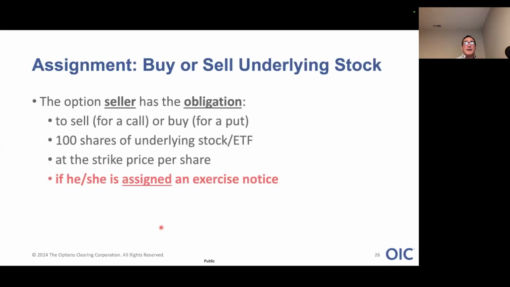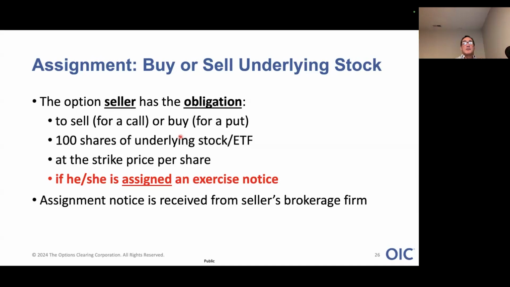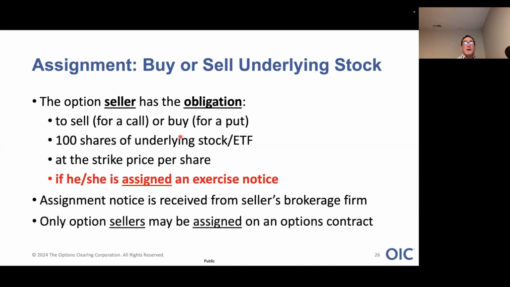Assignment is the process by which the person who is short the contract, who has the obligation to deliver or receive those shares, fulfills the terms of that contract. For an option seller, if I sold a call, I have the obligation to sell 100 shares of that stock or ETF on or before expiration. In the case of a put, I have the obligation to buy 100 shares of a stock or ETF on or before expiration at my strike price, should I get assigned. Assignment notices are received from the seller's brokerage firm. Only option sellers can be assigned on an options contract.